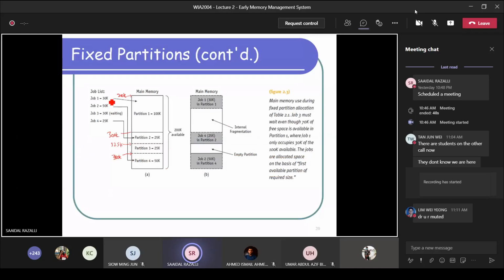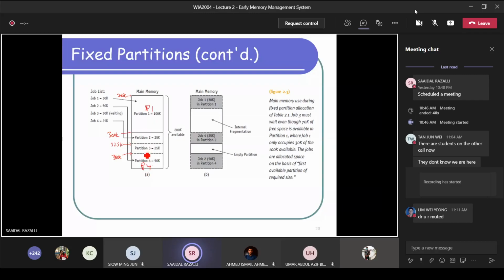Okay, now we go for job 1. Job 1, 30K, fixed partition. Job 1 will go directly to partition 1, 100K. Job 2, 50K, will directly go to partition 4, 50K. Job 3, 30K. Okay, partition 1 and partition 4 are already occupied.